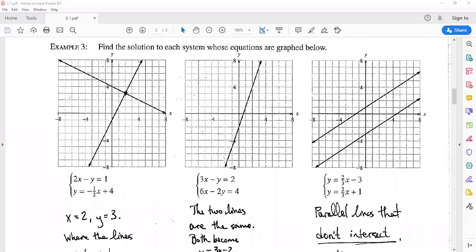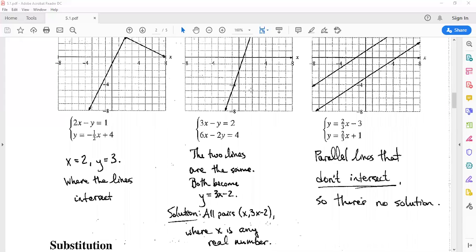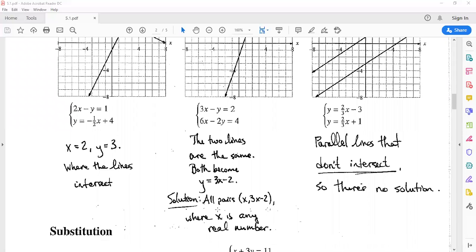So really, the set of x and y that are solutions for both of these equations are really just all the pairs where, for every x value, we then have y equals 3x minus 2. So we get here an infinite number of solutions.